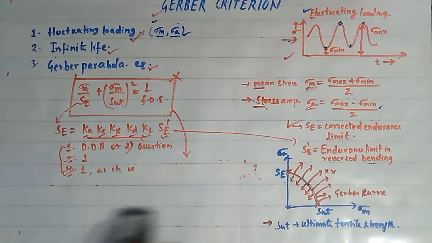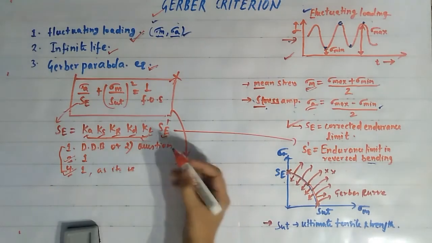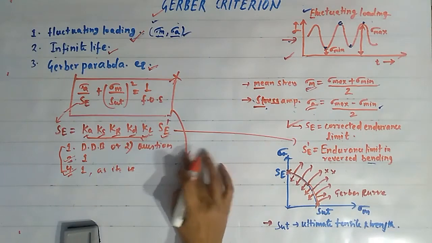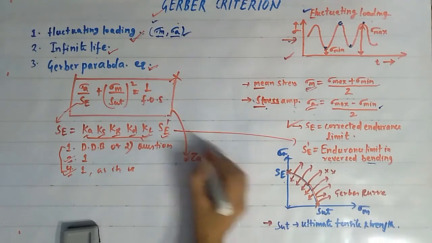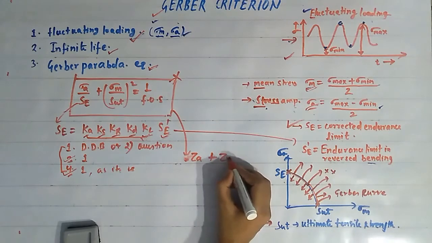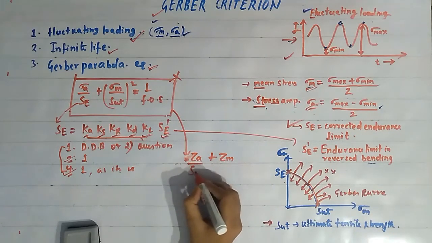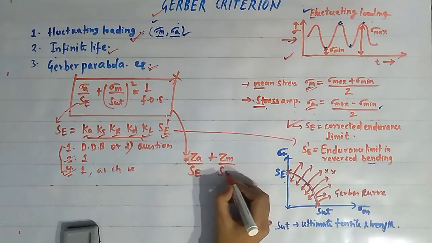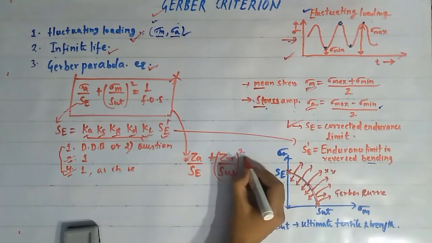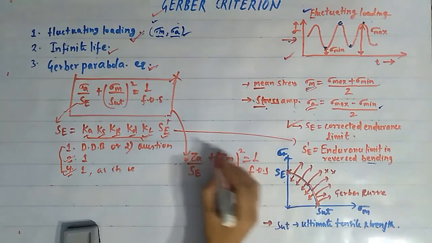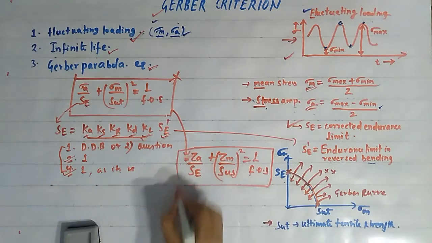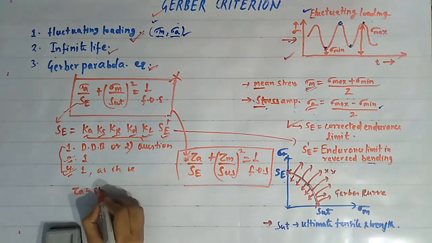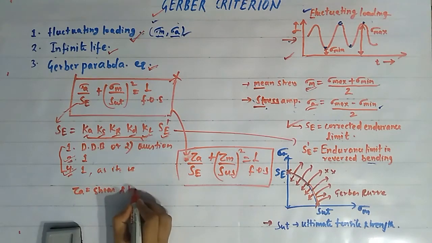See friends, the formula is very simple. In place of sigma a, you have to write tau a, and in place of sigma m, you have to write tau m. In place of Se, you will substitute Se as it is, and in place of Sut, you have to write Sus. The equation is almost the same. Now here, you have to note that tau a is the shear stress amplitude.